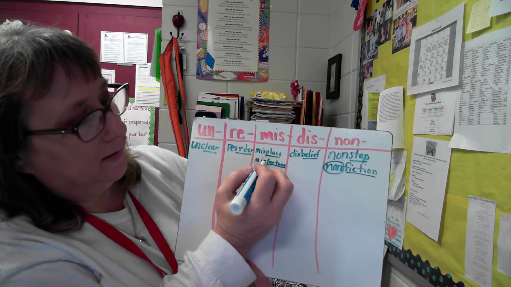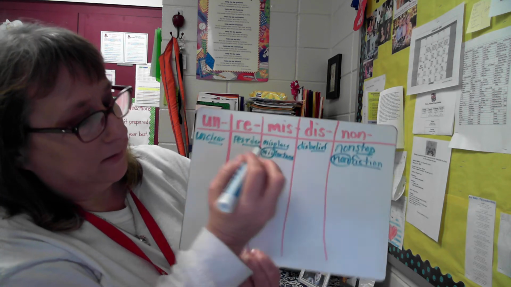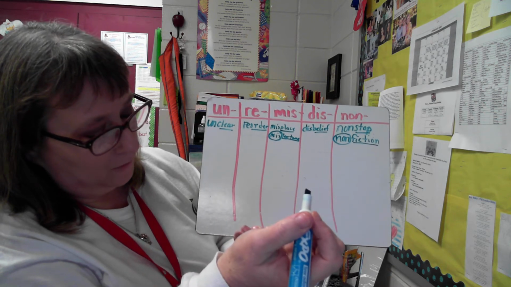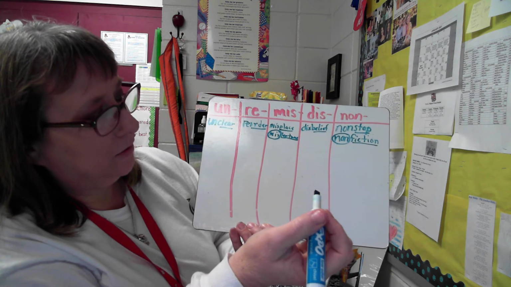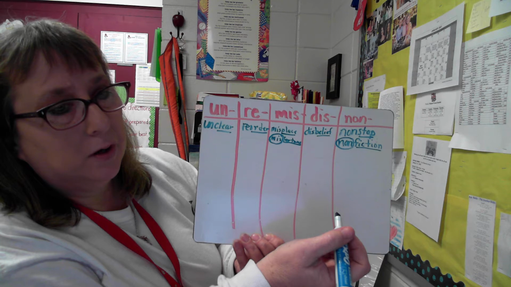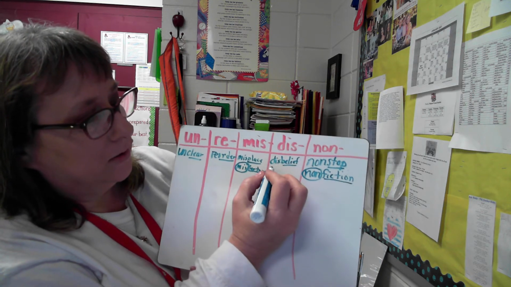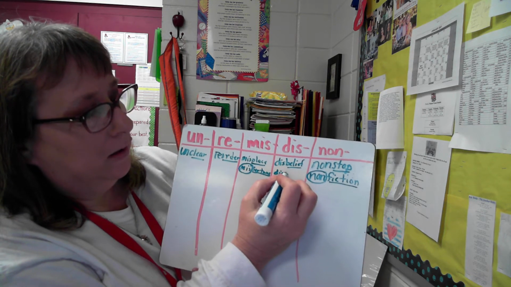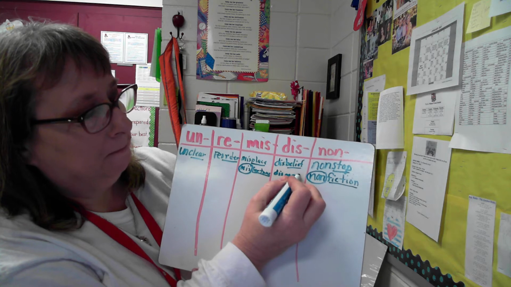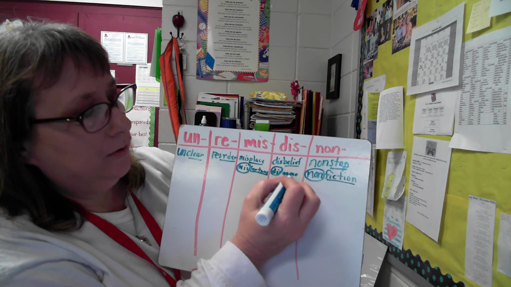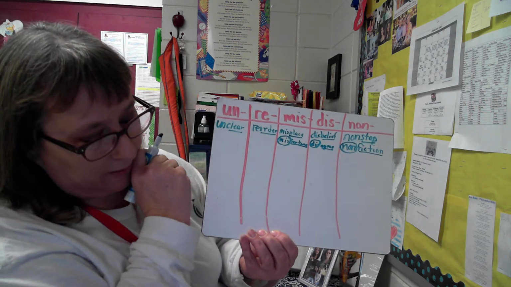Just writing it in my space, misfortune. All right, the next word I want to say is disagree. Disagree is going in what column? The dis column. So disagree. What is my prefix? Dis. Base word, agree. It means not to agree upon something.